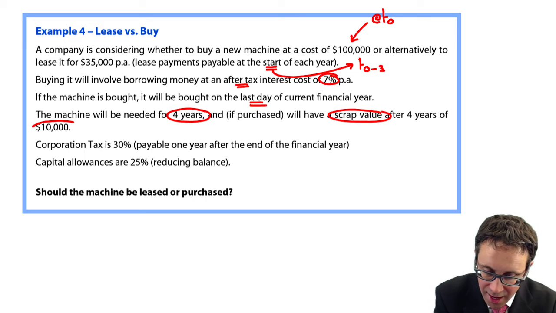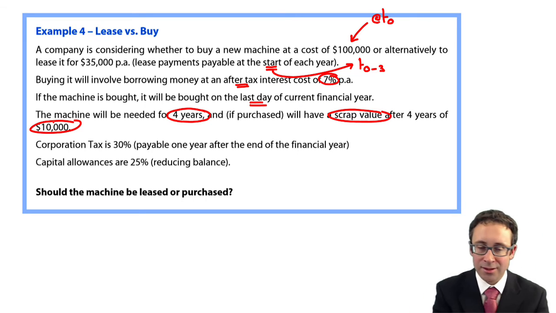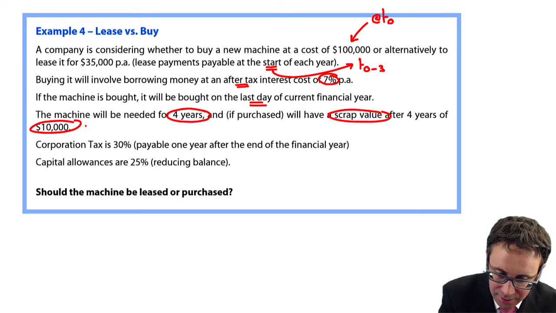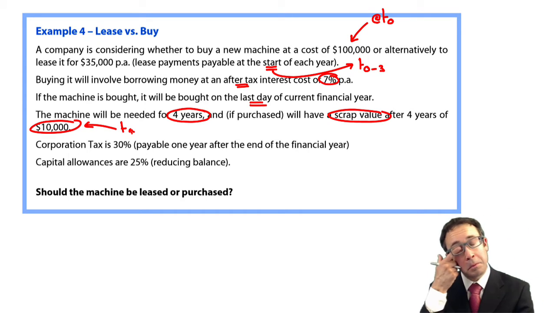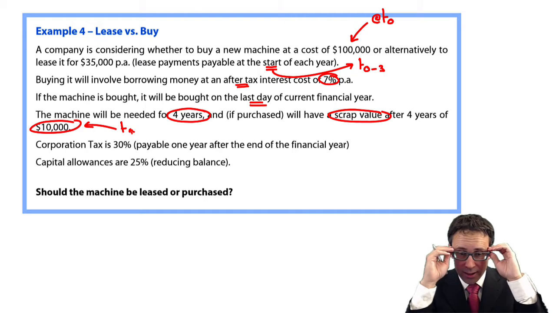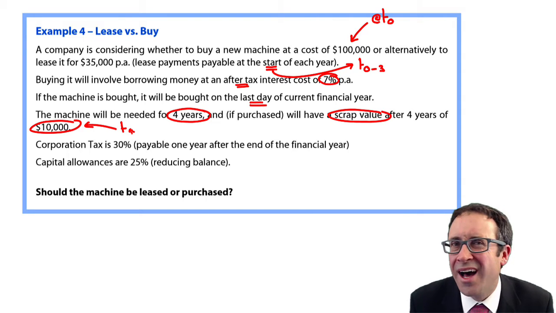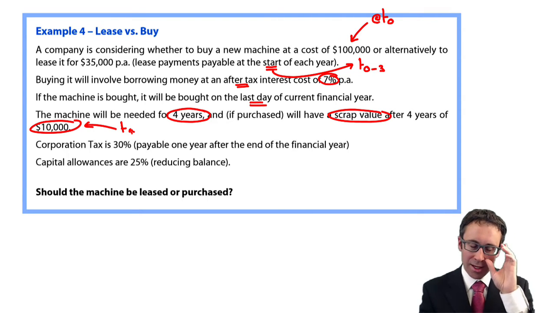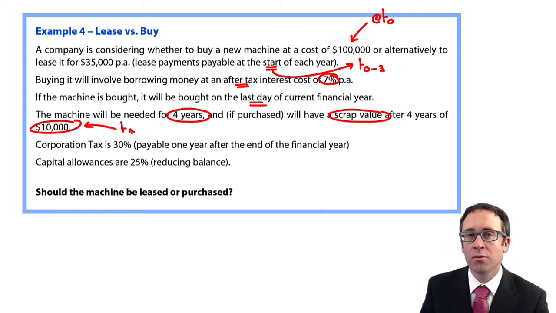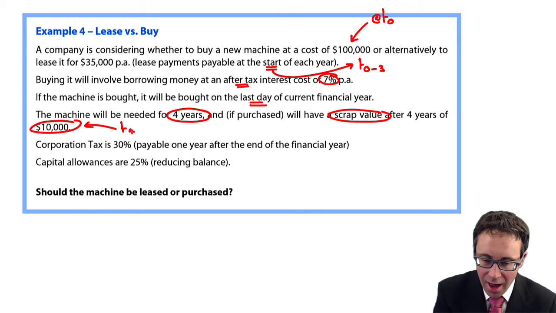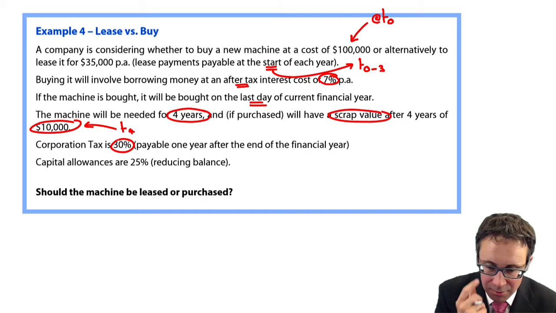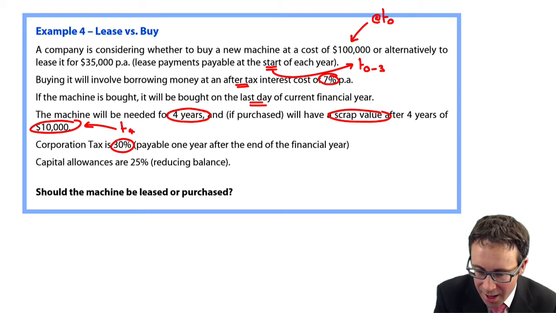Is it there 10,000? So if we buy it, that's going to be arising there at T4. Okay. Corporation tax is at 30%. Wow, that's really high, isn't it? But there we go in today's economic world. But that's what we're going to go with. And that tax at 30% is payable 1 year after.